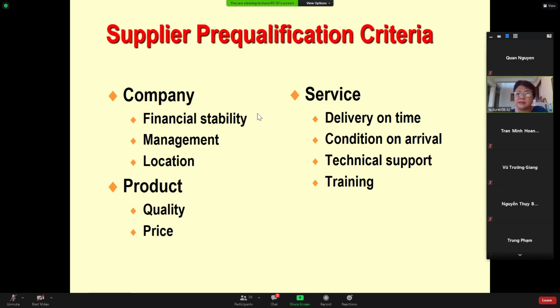So those are the criteria of the supplier. You do the pre-qualification before you send the RFP to them.